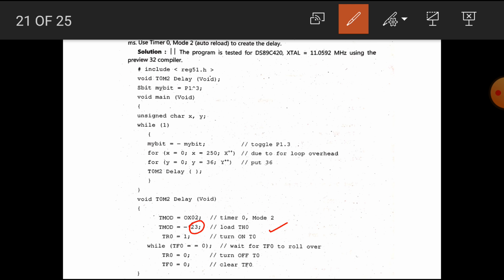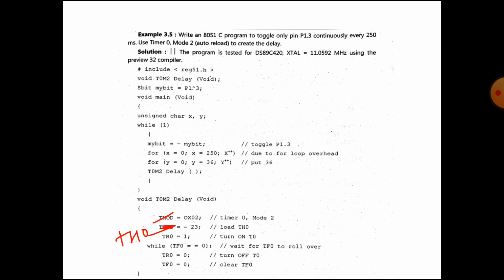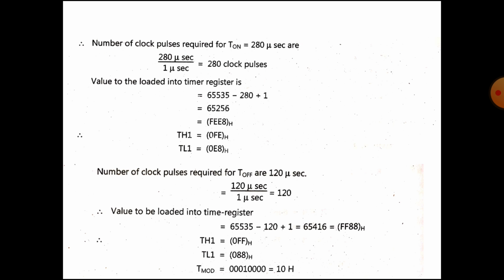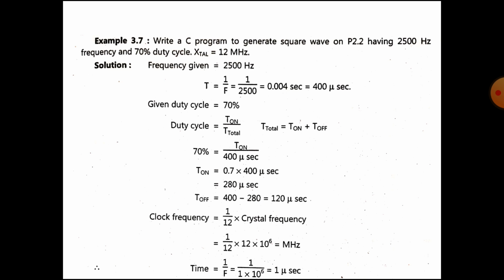Okay, I hope now you are able to do the calculation for this 23. The remaining program is same, except the values of TMOD and TH0. Make correction here, this is the TH0. I hope you all understand. Now let's see the next program.